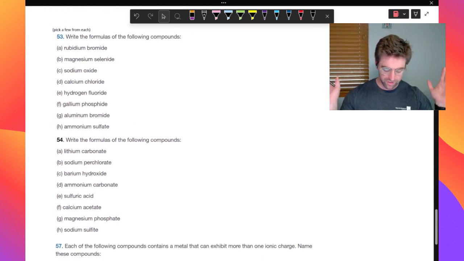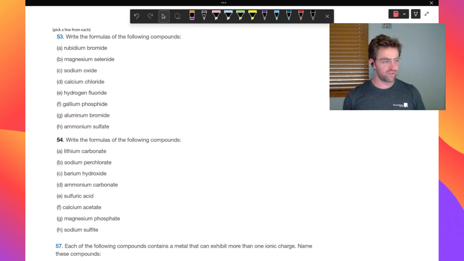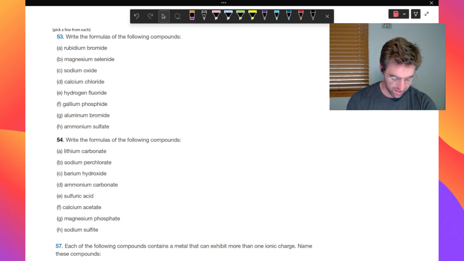Looking at our time, we're doing just fine. We're just going to do 1 or 2 of each of these. I want to make sure you get some practice on each of them. So write the formulas of the following compounds.